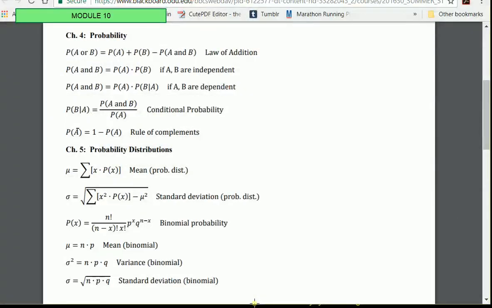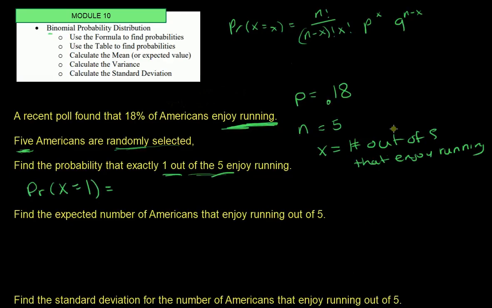Alright, let me just make sure. Right. Alright, good. So right now, this little x is 1. Okay, n is 5, so that's 5 factorial. N minus x, that's basically the number of failures, right? If the total number of successes is 1 out of 5, then we have 4 failures. So 5 minus 1 is 4. Divided by 1 factorial. Then p is 0.18. Raise that to the first power.